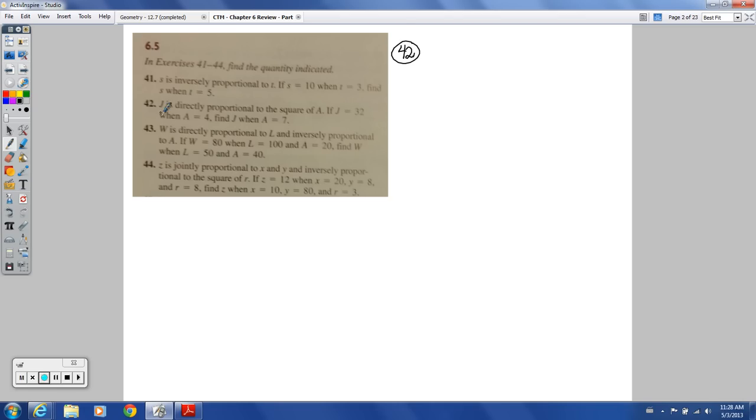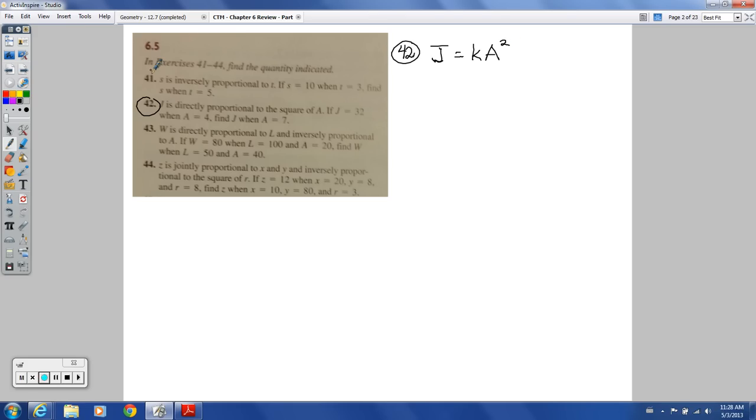So number 42, it's saying J is directly proportional to the square of A if J equals 32 when A equals 4. Find J when A equals 7. So to set this one up with direct proportions, we're always saying this varies and then this constant term constantly as this thing does. So as the square of A, we'd have A squared right there.